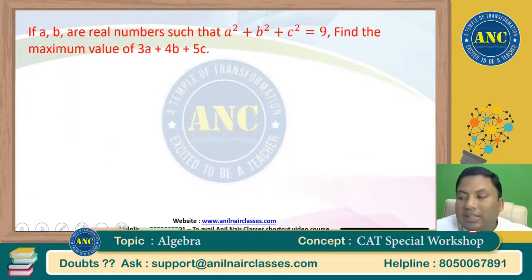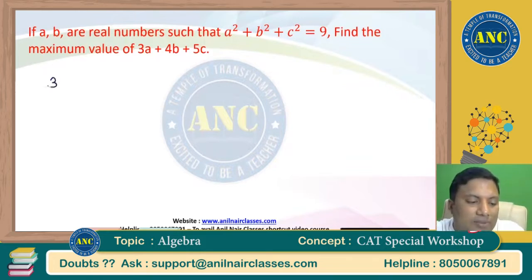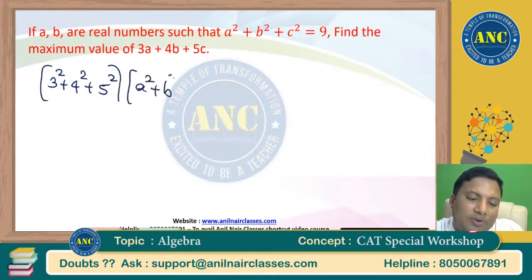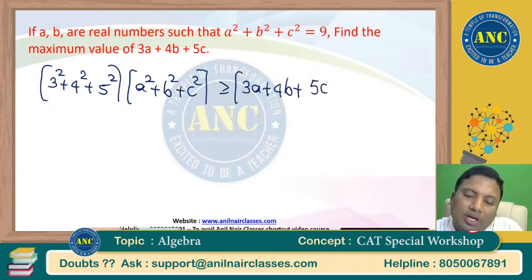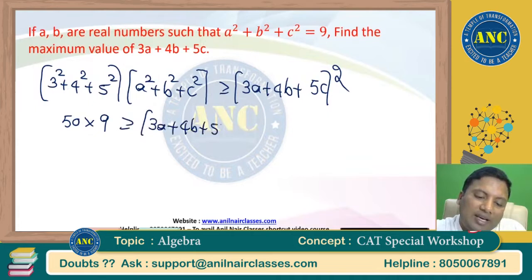Now, next question. These are for three real numbers. If A, B, C are three real numbers, A square plus B square plus C square equals 9. Let us use this concept. (3 square plus 4 square plus 5 square) into (A square plus B square plus C square) is greater than or equivalent to (3A plus 4B plus 5C) whole square. These are nothing but 25 plus 25, that is 50, into 9, greater than or equivalent to (3A plus 4B plus 5C) whole square.